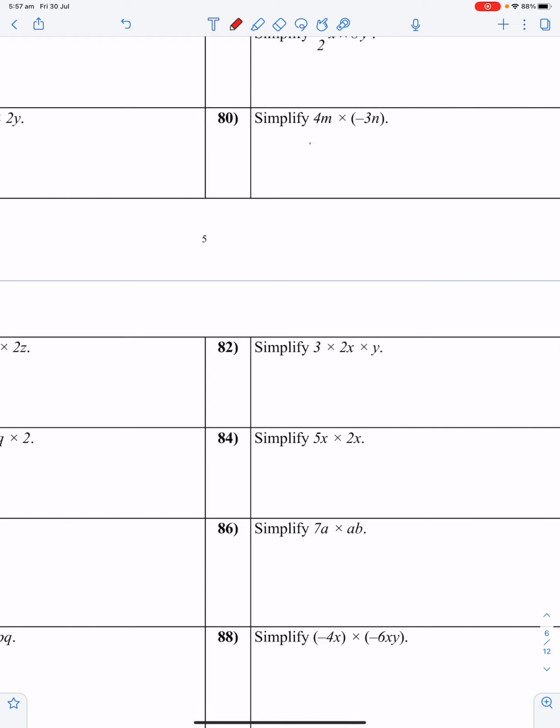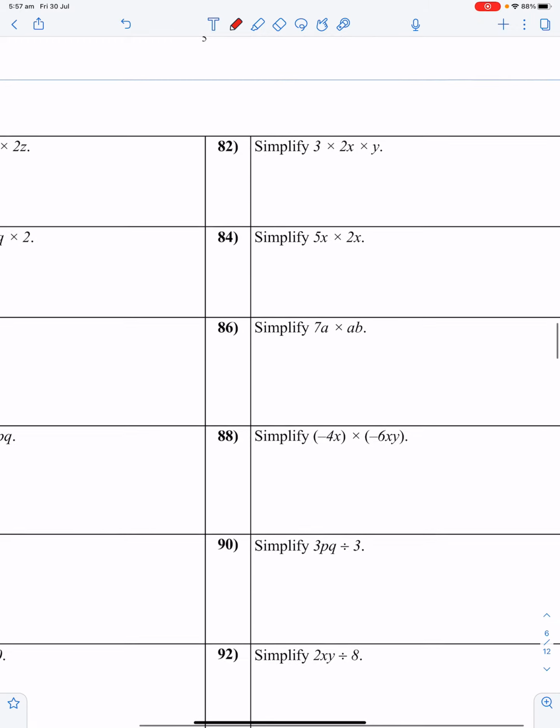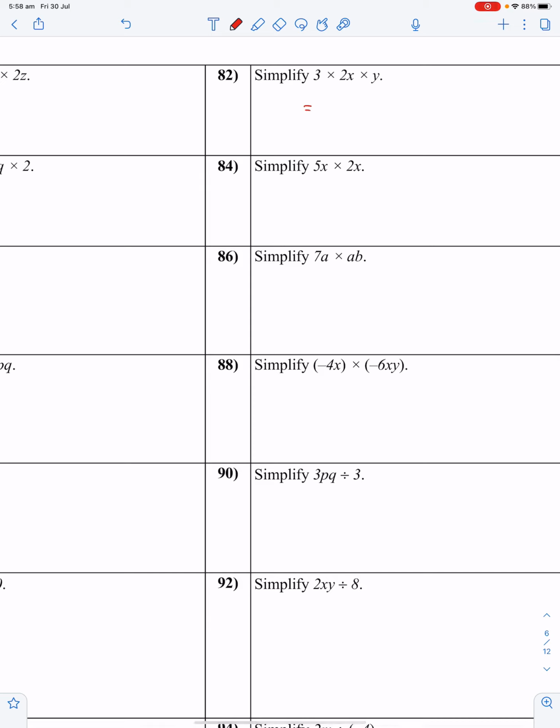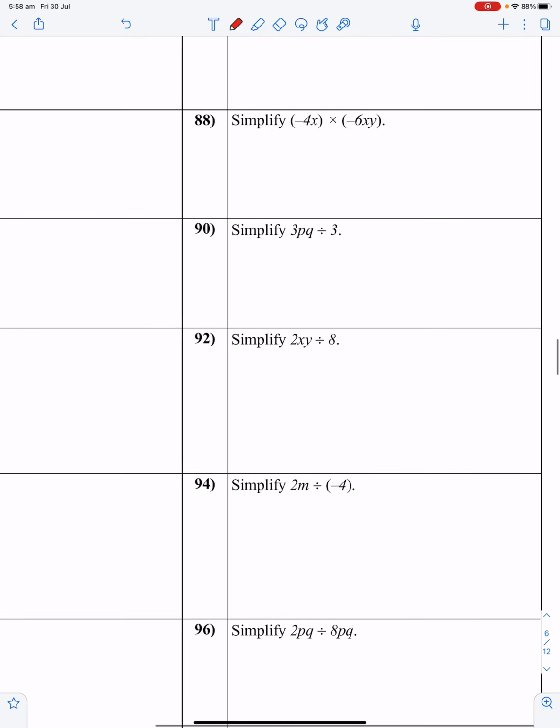Question 80, 4m times minus 3n. These brackets aren't really doing anything, because inside the bracket you've only got one term. So 4 times minus 3 is minus 12, and then you put the mn back where it was. Over here, this is straightforward. Question 82, 3 times 2 is 6, and 6 times 1 is still 6, so 6xy. Question 88, minus 4 times minus 6 is 24, and then you've got x squared y.